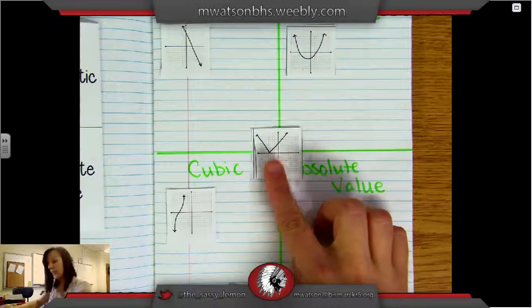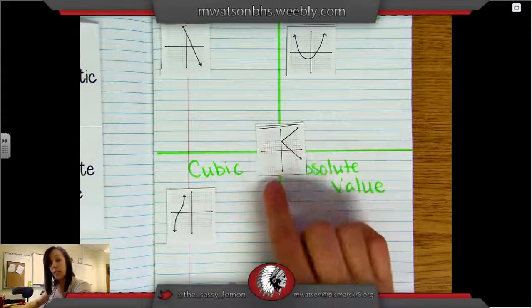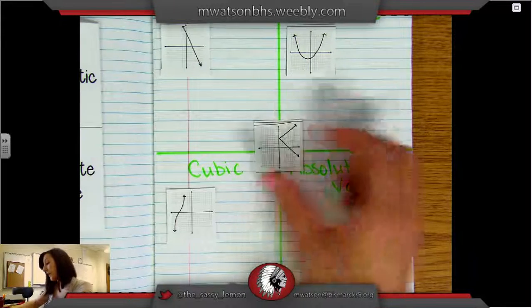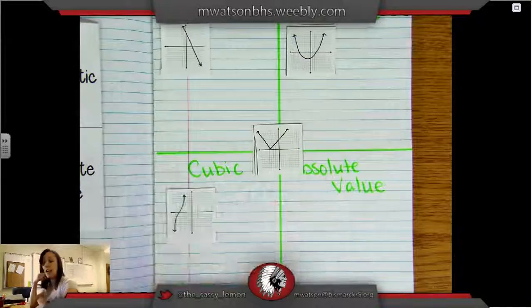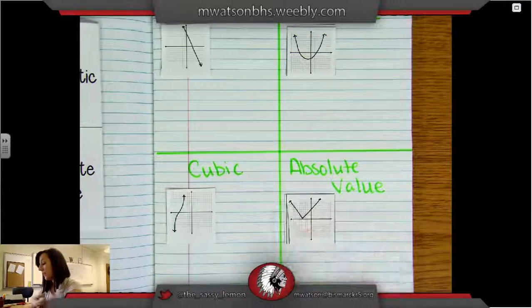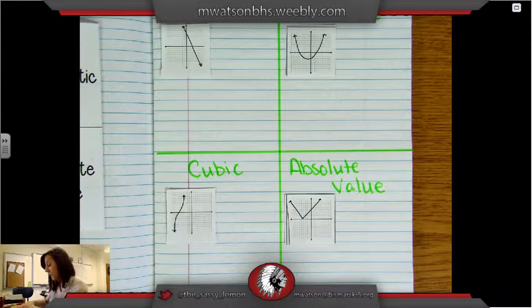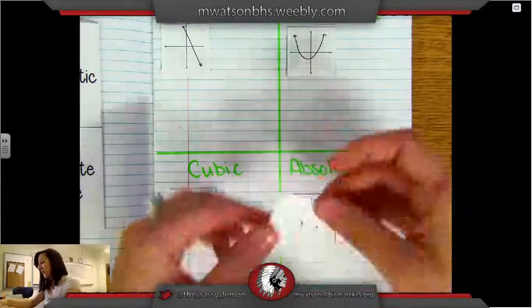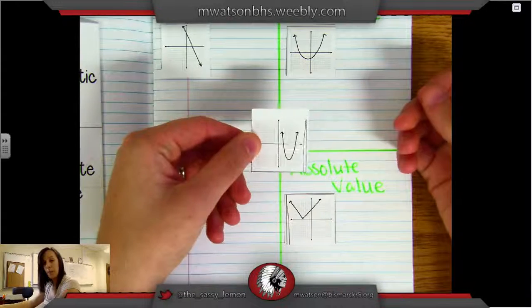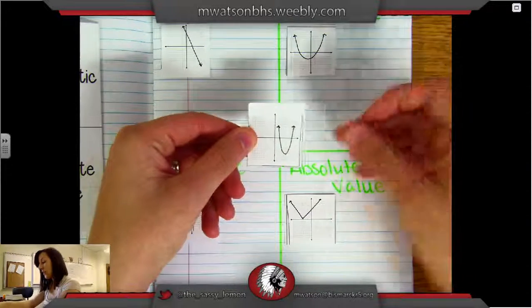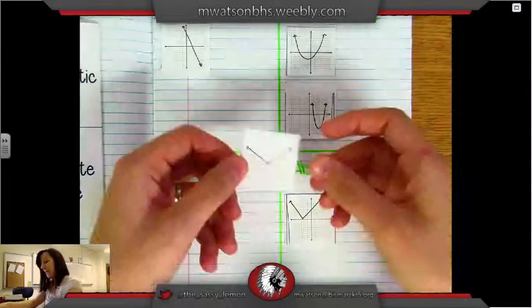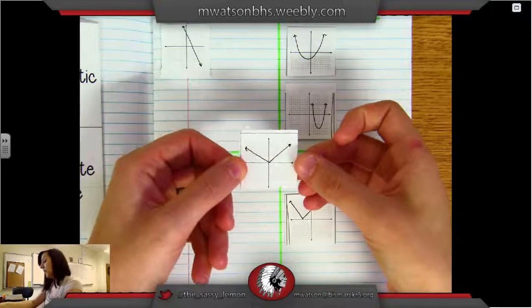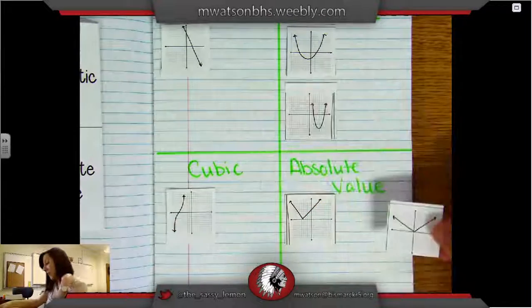Our next graph, again, make sure you have it turned properly. This would not pass the vertical line test, so we need to make sure it's upright. And this is a V shape, so it's absolute value. And its equation is f of x equals the absolute value of x. Now I'm just going to go ahead and go through the rest of them. Grab this one. It's another parabola shape, so it's going to go under quadratic. This one is another V shape, so it's going to be another absolute value.